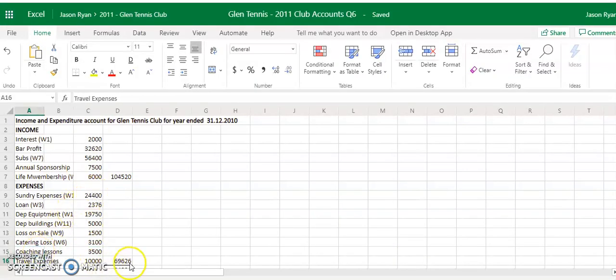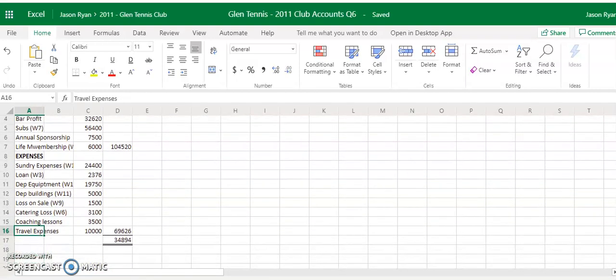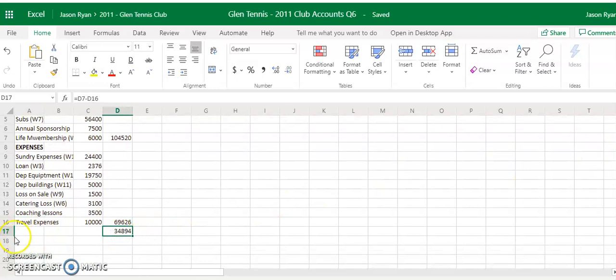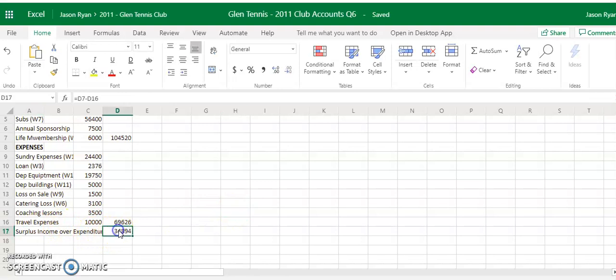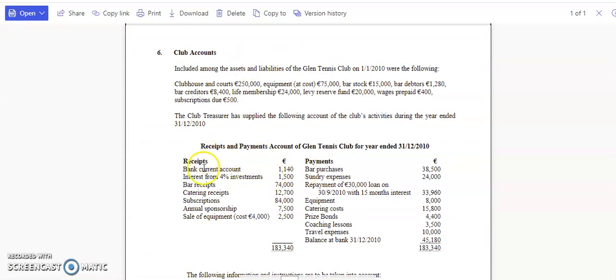You're going to add up all your expenses, and from your expenses then you're going to take it away from your income, and you're going to get 34,890. And it's going to be surplus income over expenditure. Okay, and that's going to be your heading for that. And we're going to use that later on in our balance sheet. So with that then, so your income and expenditure, you just work down through your receipts for your income, work down through your payments for your expenditure, your expenses. If an adjustment needs to be done, you go to your workings and do an adjustment, and that's how you answer your income and expenditure account.